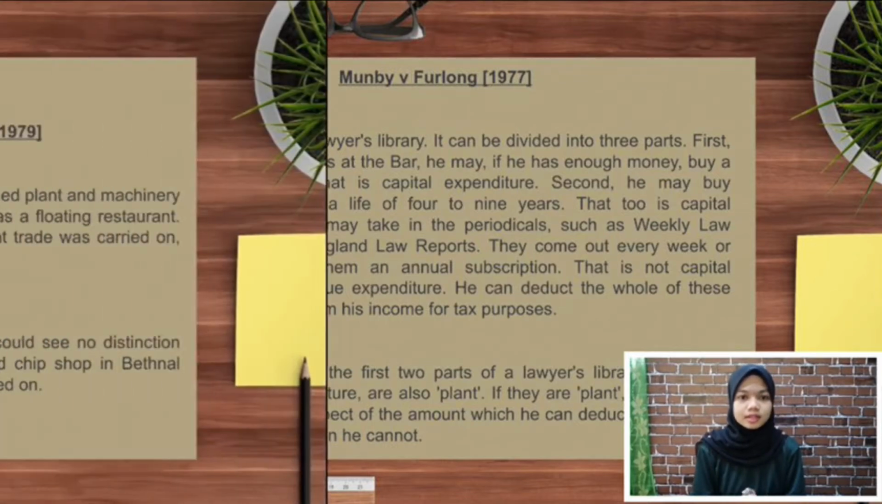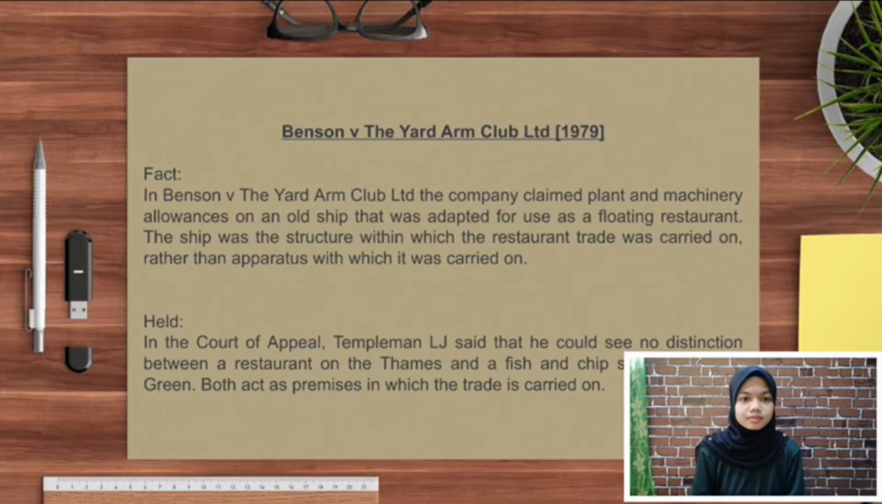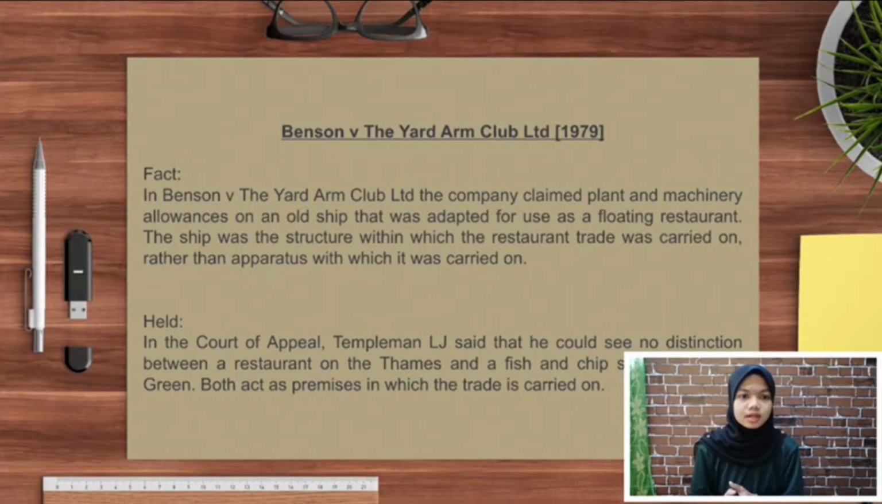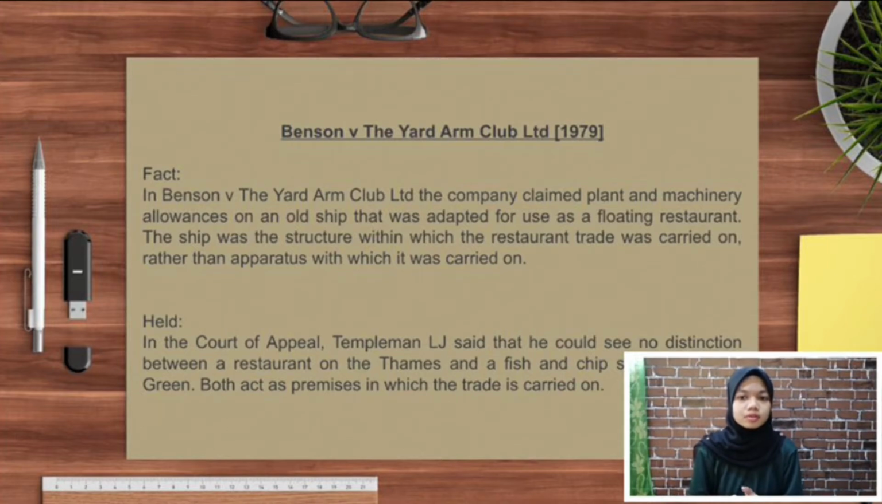The next case, the third case, is Benson versus Yard Arm Club Limited in 1979. So the facts are, in Benson versus the Yard Arm Club Limited, the company claimed plant and machinery allowances on an old ship that was adapted for use as a floating restaurant. The ship was the structure within which the restaurant trade was carried on rather than apparatus with which it was carried on.